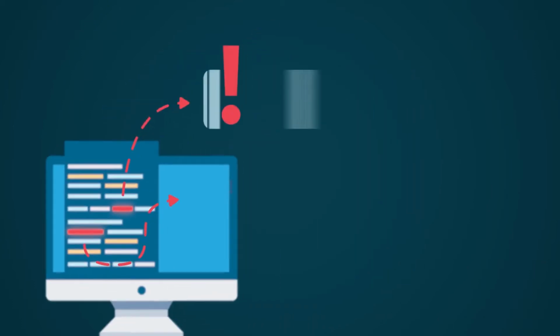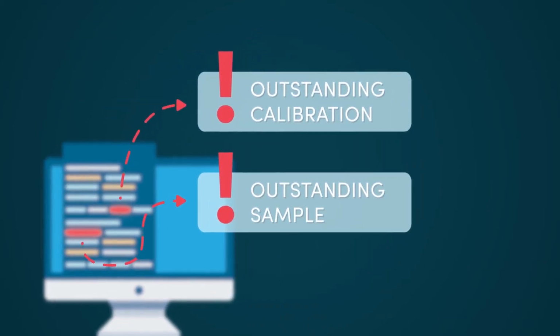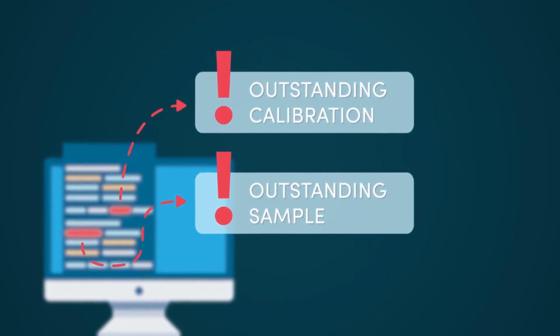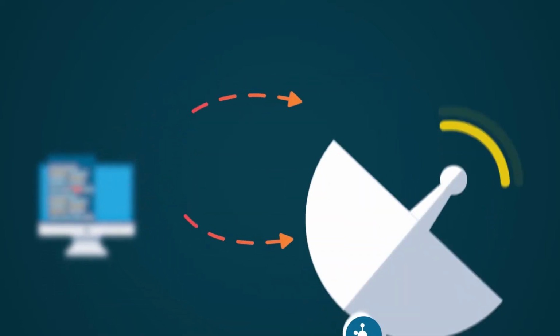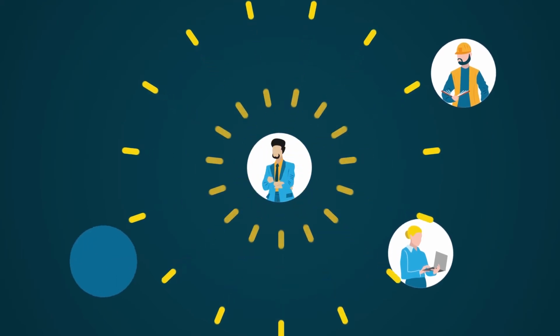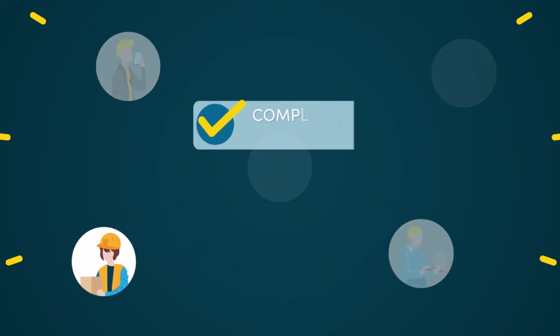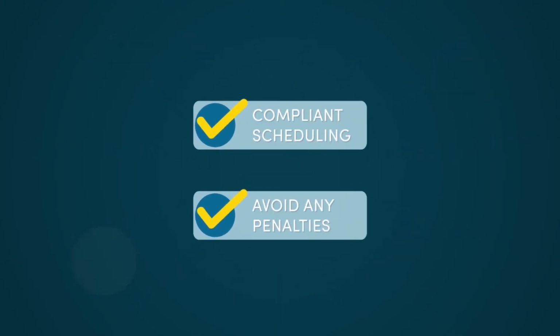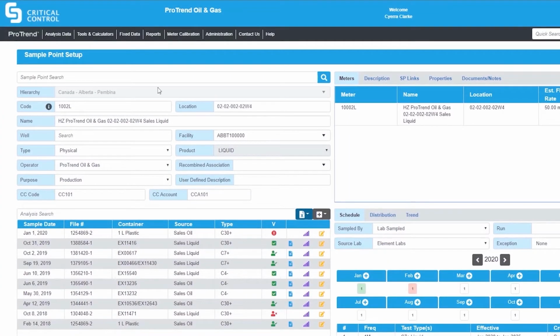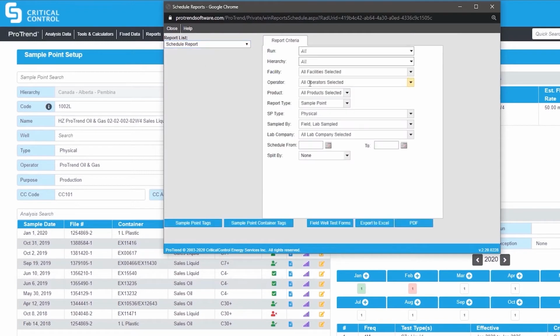When the schedules have been created, ProTrend can track all outstanding calibration and sample requirements through the reporting tool. This data can also be automatically distributed to avoid lengthy email threads and missed attachments. This helps ensure that your schedules are compliant and avoids any non-compliance penalties. At the end of each month, a schedule report will be pulled for the upcoming month, detailing which samples and tests are to be completed.